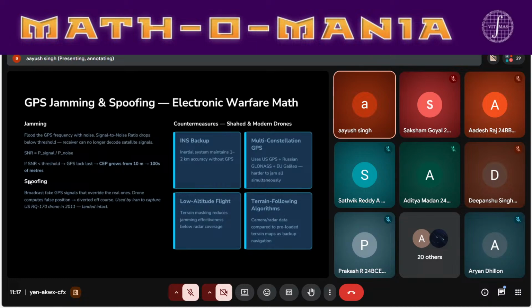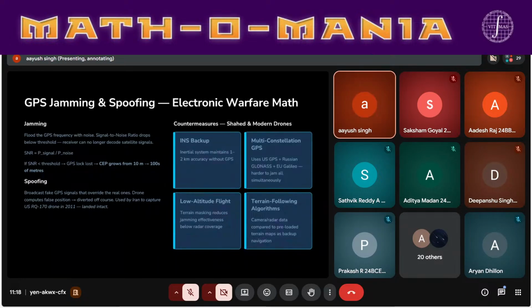Now let us see another way of preventing GPS tracking, which is also known as spoofing. Here we directly attack the GPS of the drone. In jamming, we were attacking the signal. So here we broadcast a fake GPS signal to override the real ones, due to which the weapon becomes essentially confused and is diverted off course. It was used by Iran to capture a US RQ-170 drone in 2011, which landed intact. And for your information, this drone was actually the inspiration for Shahed drones, which Iran is now using against the USA.